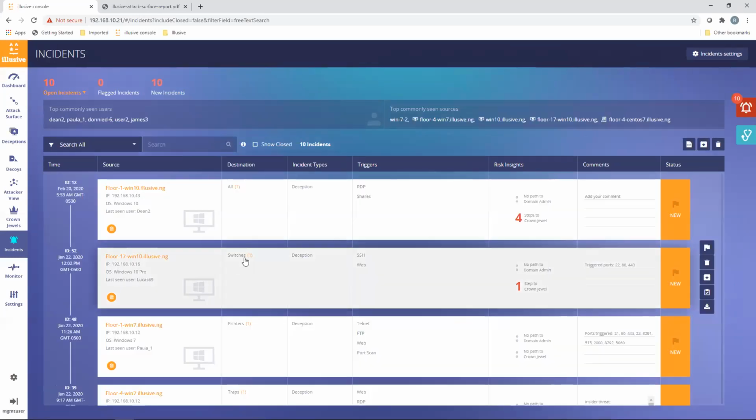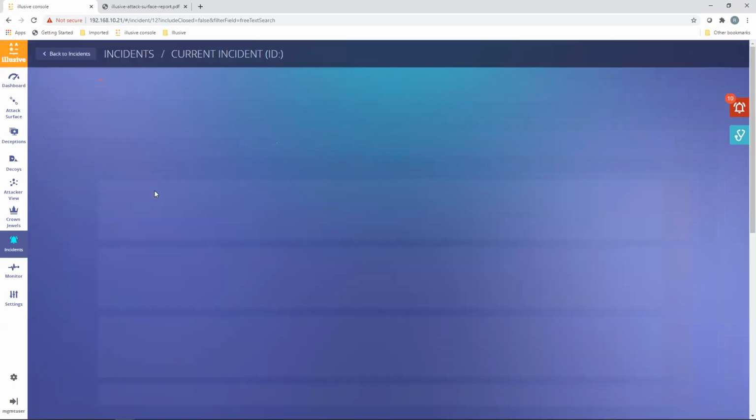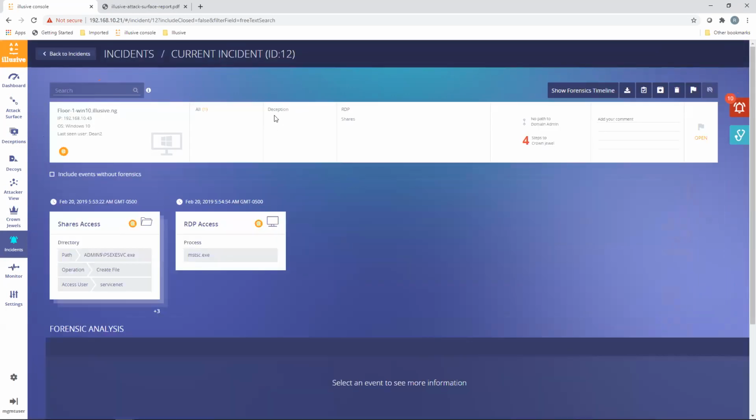So now we'll see an incident will come up, it'll be flagged, it can be sent off to a SIEM, it can be alerted to email. And what's going to happen is we're going to get this information here to tell us that a deception was tripped. These are the types of deceptions that were tripped here. And now I can see the details. The other thing you're going to see here, as Mike mentioned earlier, is with this orange circle, forensics are available.